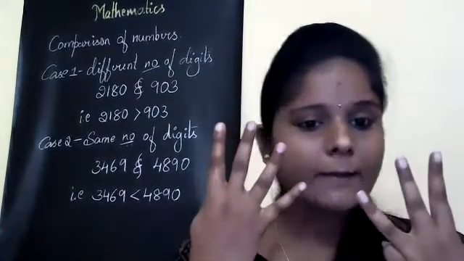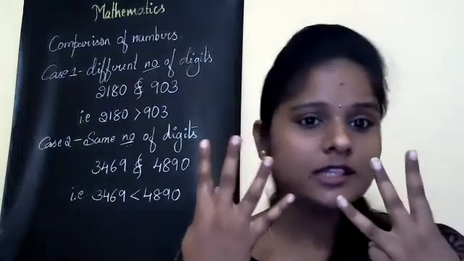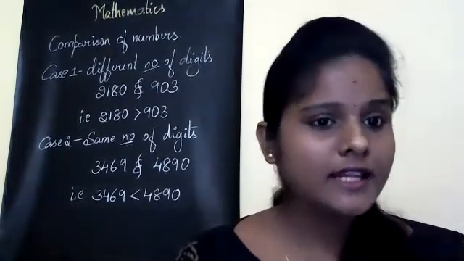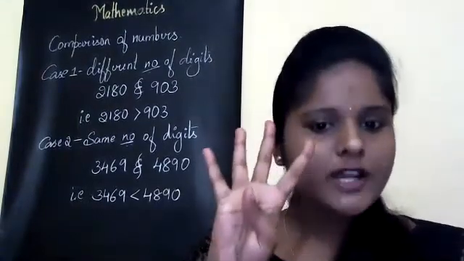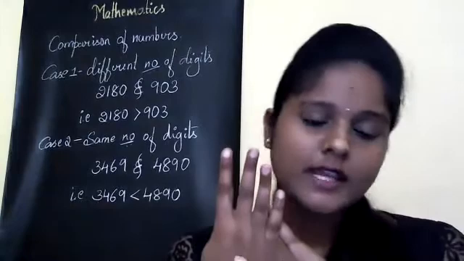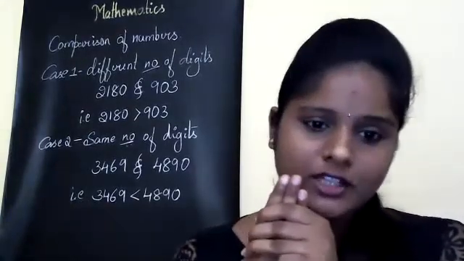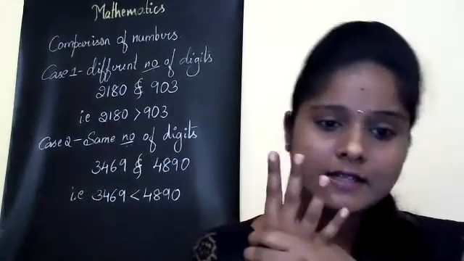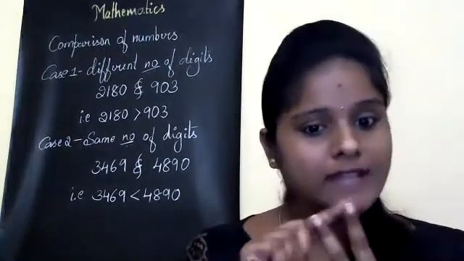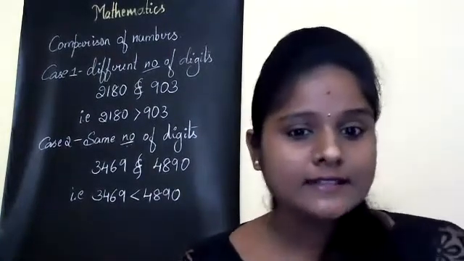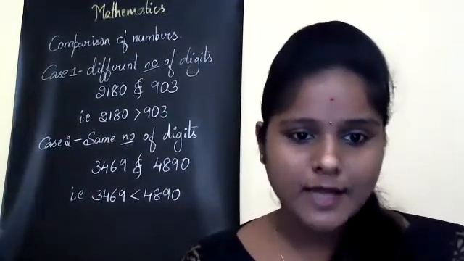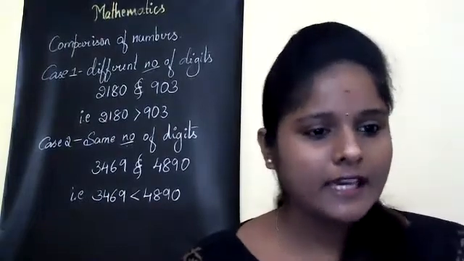Now looking at the numbers, can you find out which is the greatest and which is the smallest? Which will be the greatest number? A 3-digit number or a 4-digit number? 4-digit number, isn't it? Because it has more number of digits in it. So the number which has more number of digits is the greatest number. So if we have different number of digits in the two examples, then we can easily find out which is the greatest and which is the smallest number.